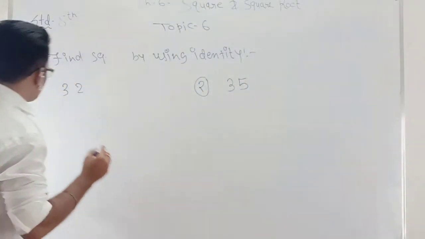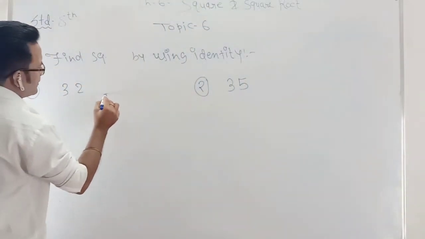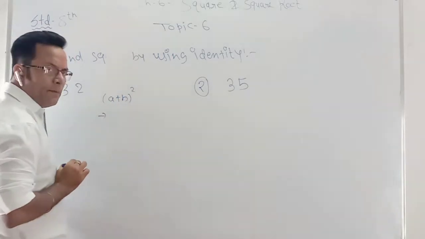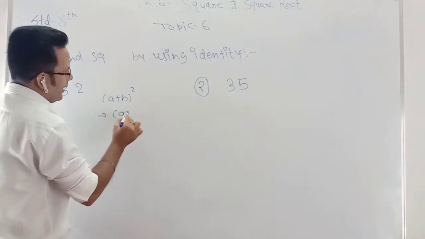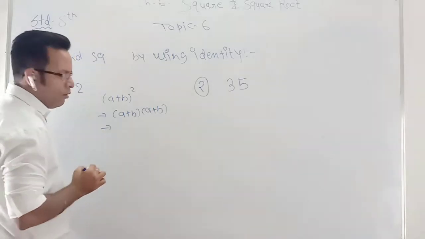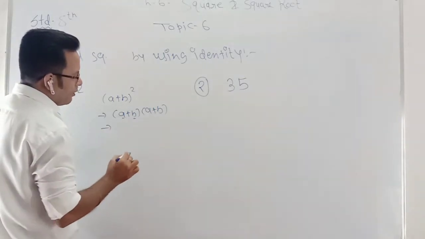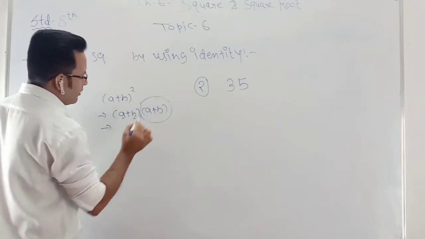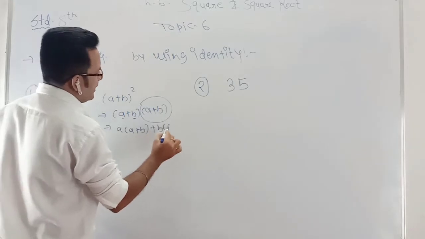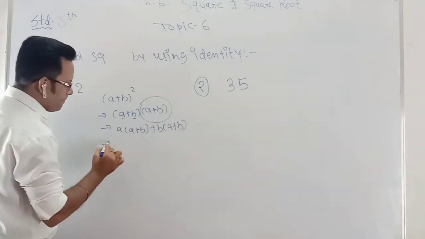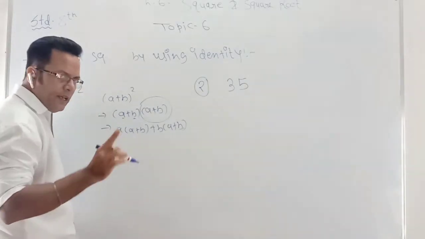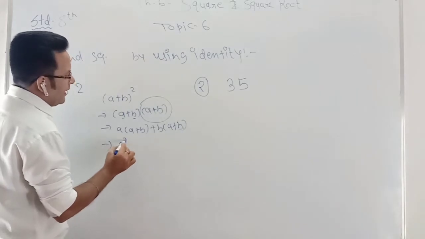Now look at the board. Identity is (a plus b) whole square. (a plus b) whole square means, students, what? (a plus b) into (a plus b). Now with a and b, you will multiply one by one this given bracket. So a into a, plus b into a, plus b. See, a into a is not 2a. A into a is not 2a, it is a square.